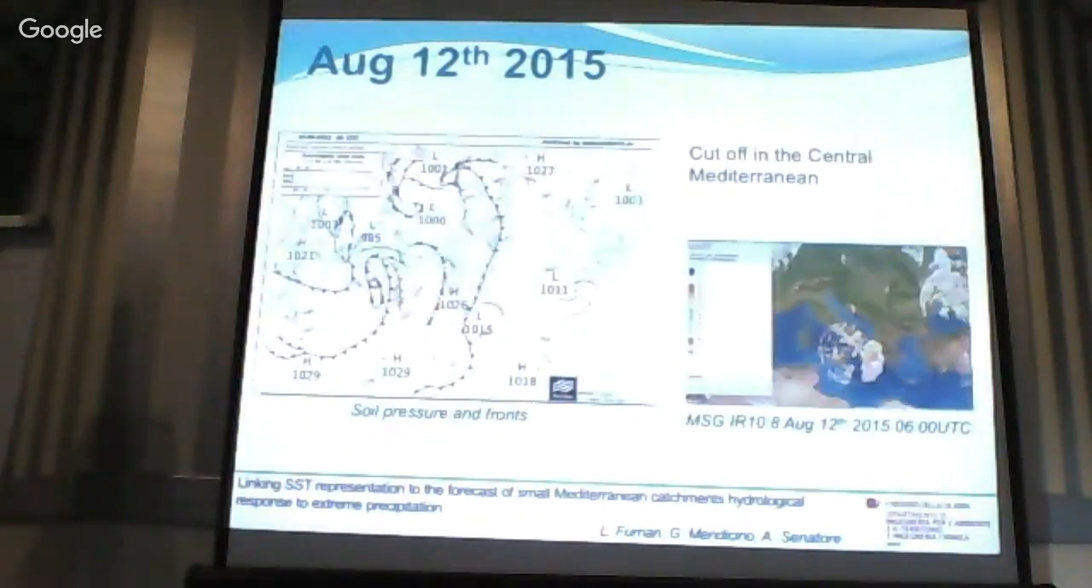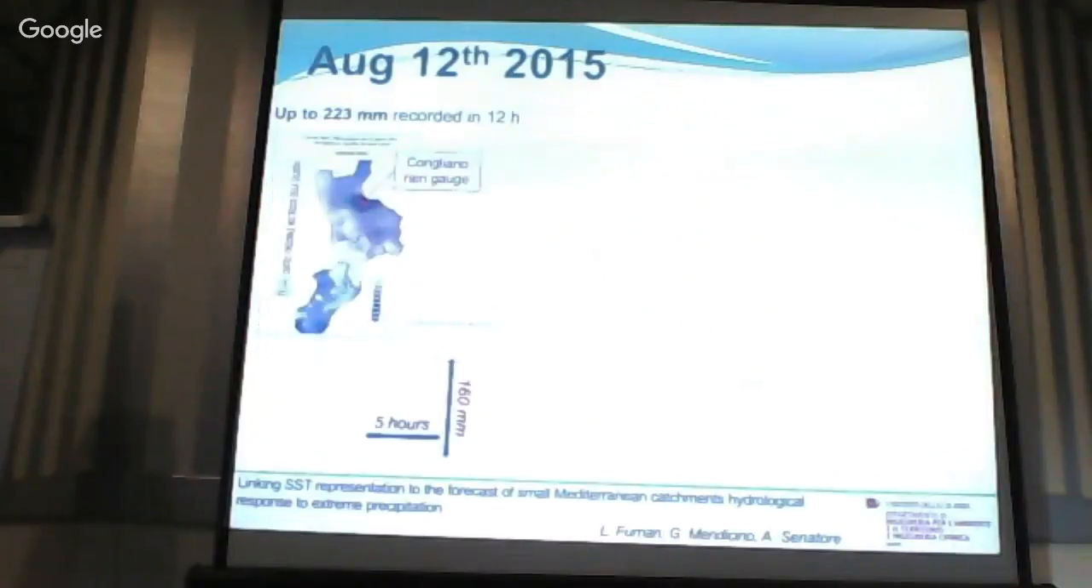Sorry, yeah. We have rainfall concentrated mainly in the very southern regions of the region. On the ground, we had essentially only one station of the regional monitoring network involved. It's the Corigliano gauge, where we had more than 220 millimeters in 12 hours, and especially 160 millimeters in 12 hours.